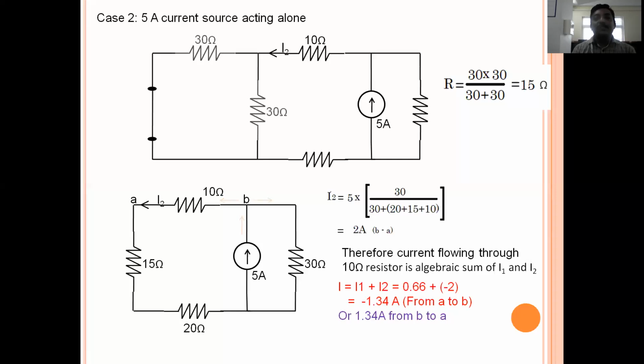What we did for this: first we deactivated the 5 ampere current source, then found the current I1 through the 10 ohm resistor. Then we deactivated the voltage source and found the current I2 flowing through the 10 ohm resistor. In both cases the direction is different. So we find the total I equal to I1 minus I2, that is equal to 1.34 ampere from B to A, or if you want to consider this as A to B, that is equal to minus 1.34 ampere.